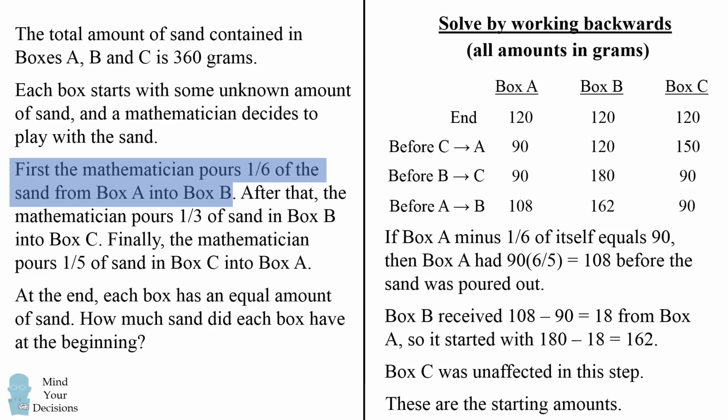And there you go. These are the starting amounts. Box A had 108, box B had 162, and box C had 90 grams. So it's a fairly challenging problem to ask of 10-year-olds, but it can be solved with logical considerations and by working backwards. Did you figure it out?